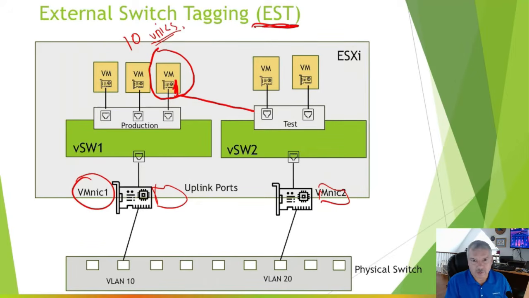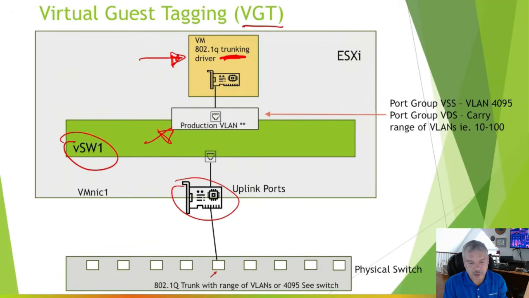So if I've got a VM that for whatever reason needs to be on more than 10 VLANs, virtual guest tagging is one way to achieve that. Maybe this is some kind of security appliance or sniffer. I've never run across anybody doing this, but I'm sure there are people out there doing it. Leave comments below on what you used it for. So this is kind of cool. Inside the VM, you put this trunking driver in, and then you program in the VLANs you want: 10, 20, 30, 40, 50. And the VM does the tagging and untagging of the packets.